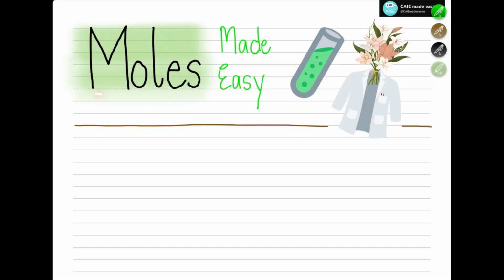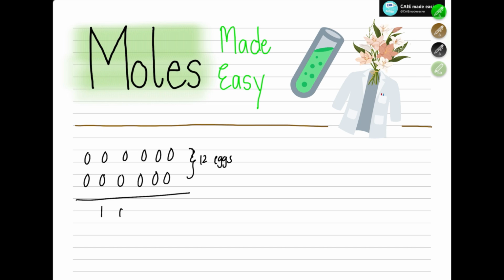Alright, let's start with moles. So before describing what moles is, I want you to think of this analogy. For example, if you have a tray of 12 eggs, instead of referring to it as 12 eggs, we say this is 1 dozen, right? We have created a term that makes it smaller, that makes it easier to communicate. So instead of saying 12 eggs, instead of saying 24 eggs, 48 eggs, we just say 1 dozen, 2 dozen. So we have found a short form.